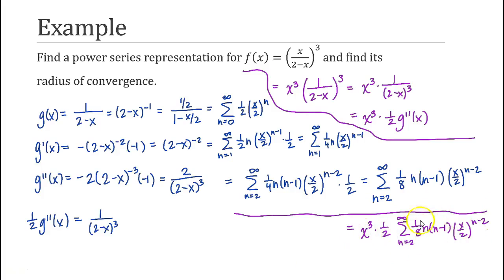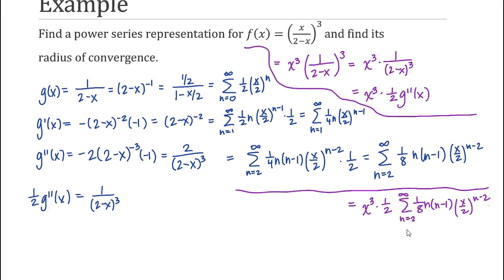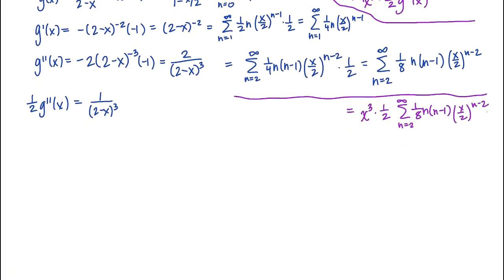So here, this is my power series representation for f of x almost. I want just one power series where I'm going to multiply this 1/2 and this x cubed into the summation notation. So from here, I'm going to go ahead and pull this up. I have the sum of n equals 2 to infinity of 1/16. So I'm multiplying the 1/2 and the 1/8. And then I have n minus 1.